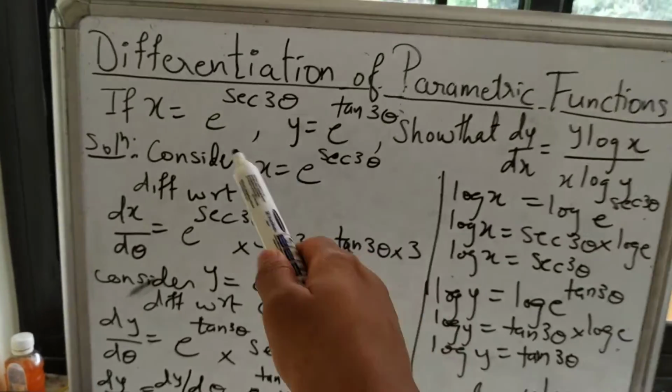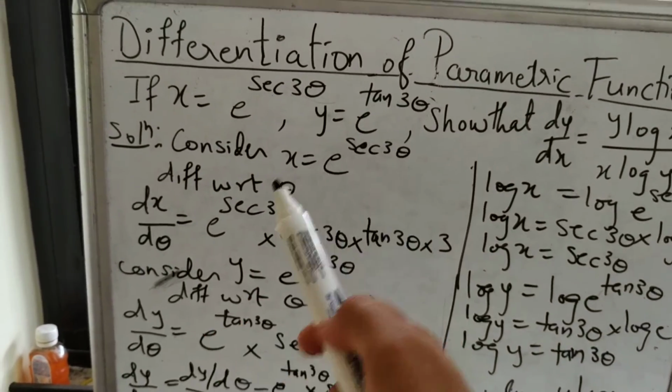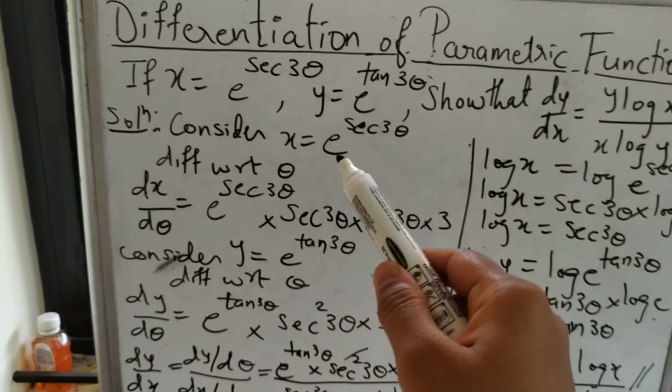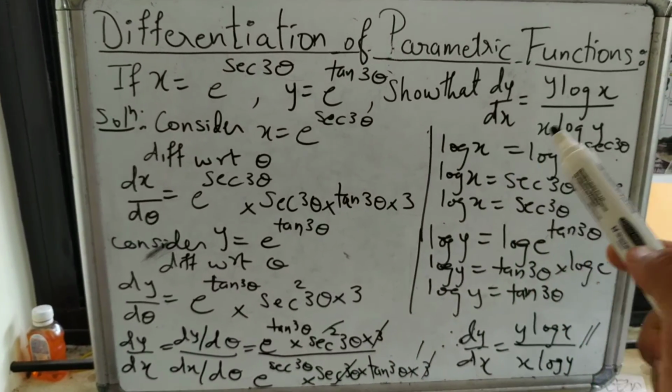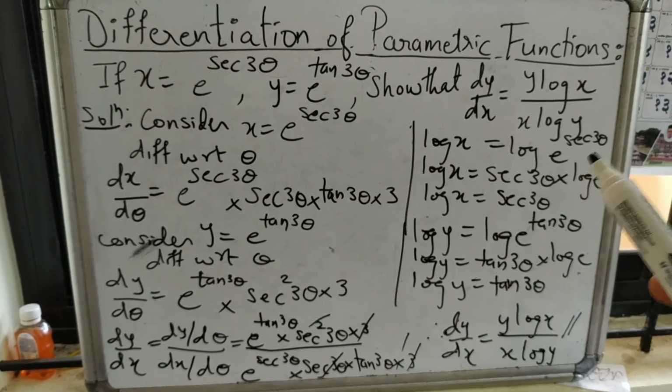So we had the given functions x equals e raised to sec 3 theta, y equals e raised to tan 3 theta. Show that dy by dx is y log x upon x log y.